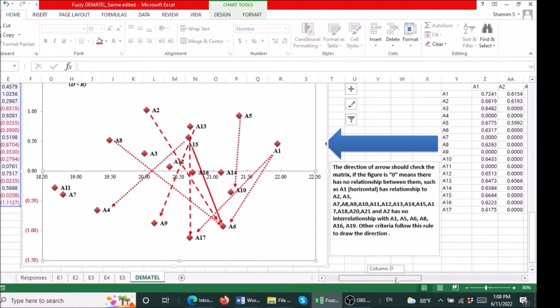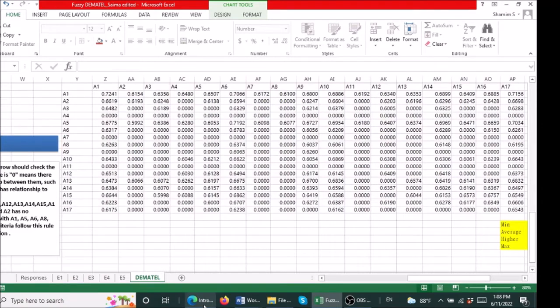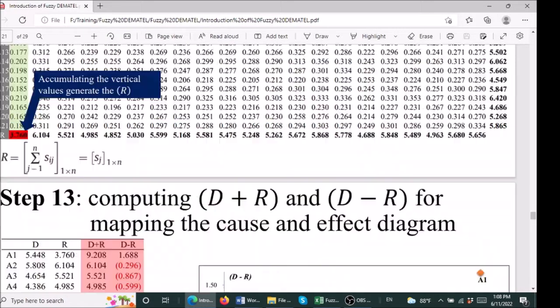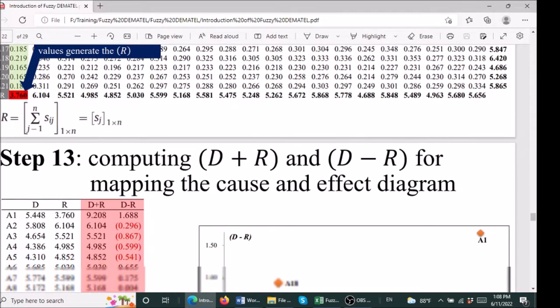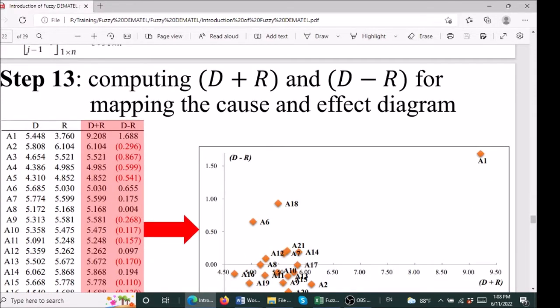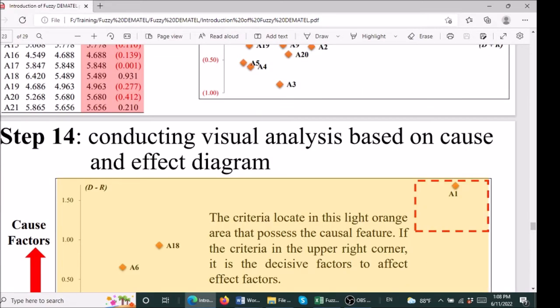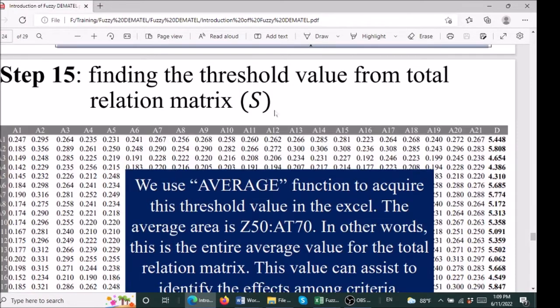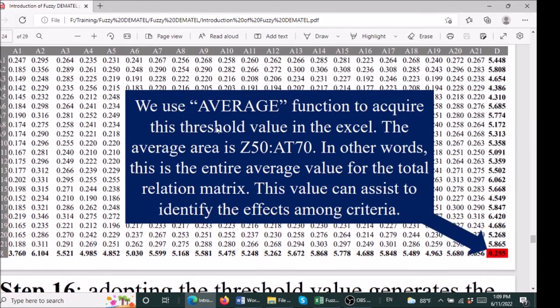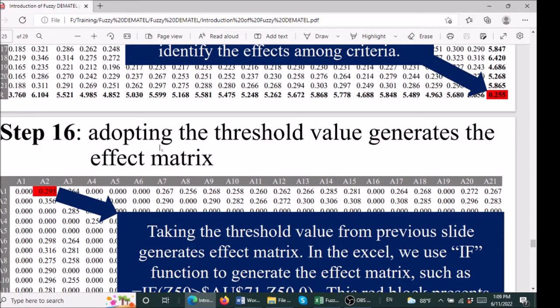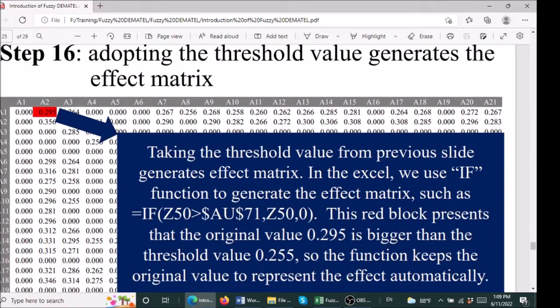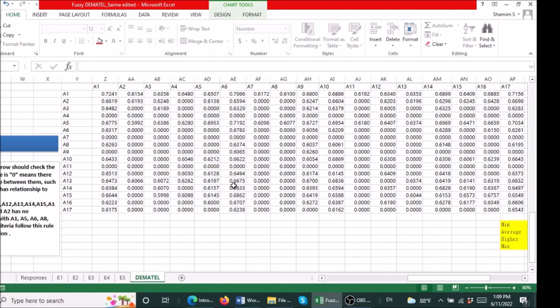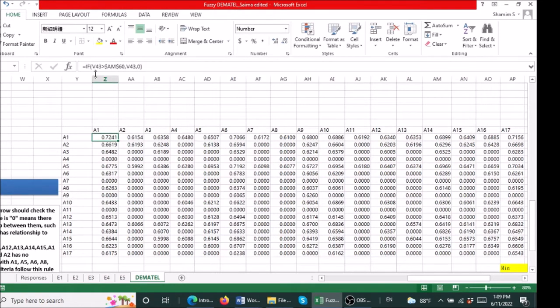And to draw the lines, before drawing this line, what you have to do, you have to create the threshold value from total relation matrix. Okay, we got the average. This is the threshold value, and then what you have to do, effect matrix. We have to generate an effect matrix. Okay, so how we can generate the effect matrix? By using the if function.